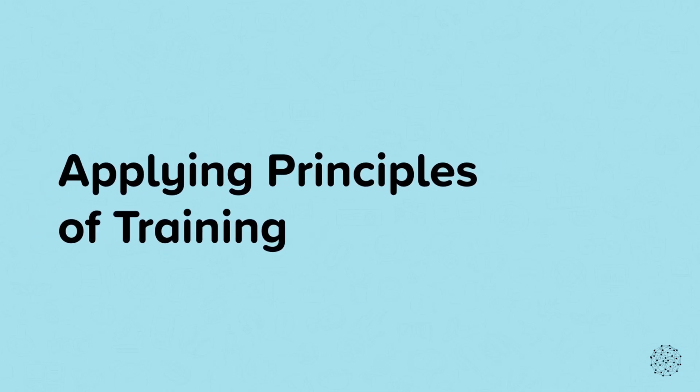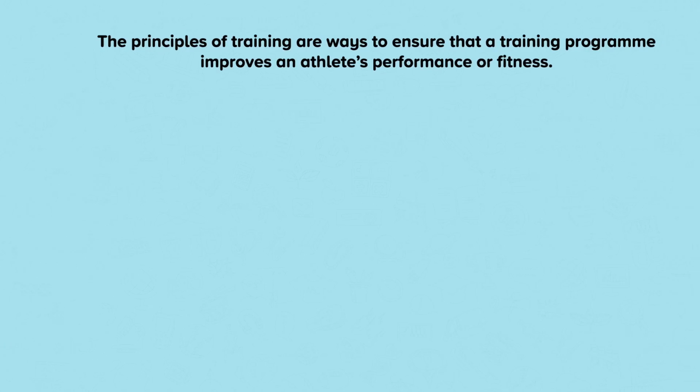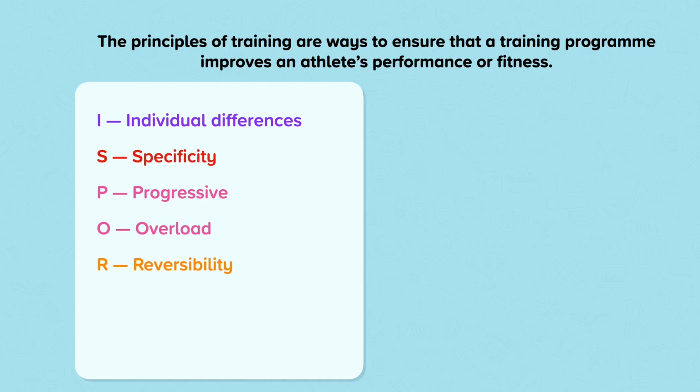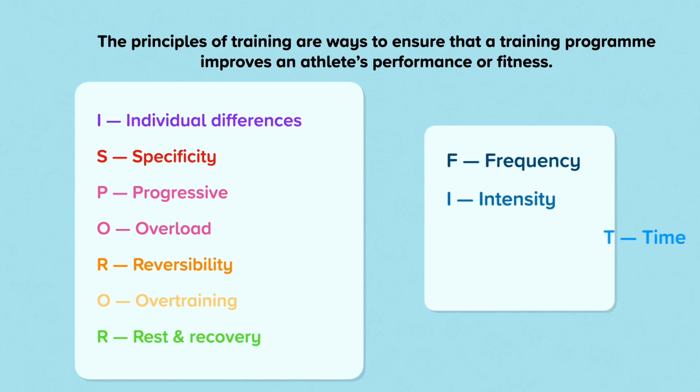This nugget is on applying principles of training. The principles of training are ways to ensure that a training program improves an athlete's performance or fitness. Here are the principles of training: individual differences, specificity, progressive overload, reversibility, overtraining, rest and recovery, frequency, intensity, time, and type.